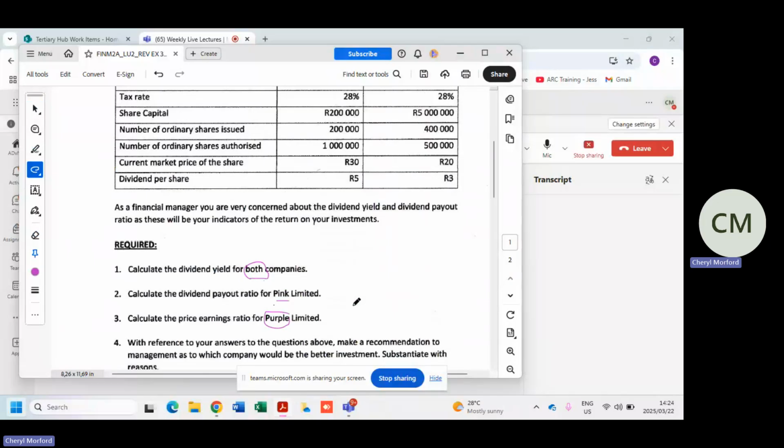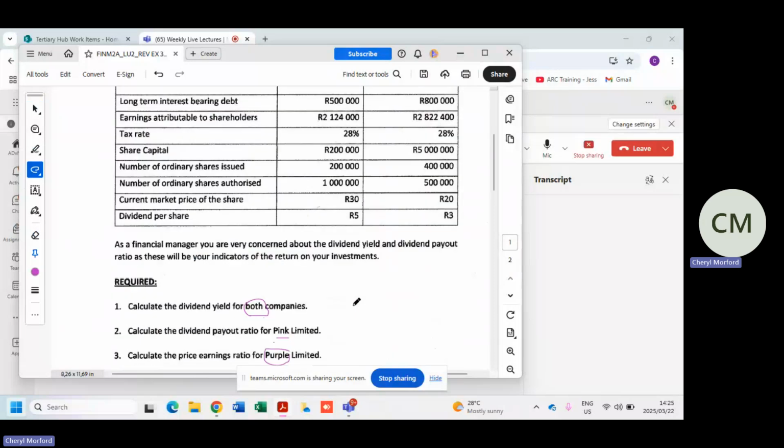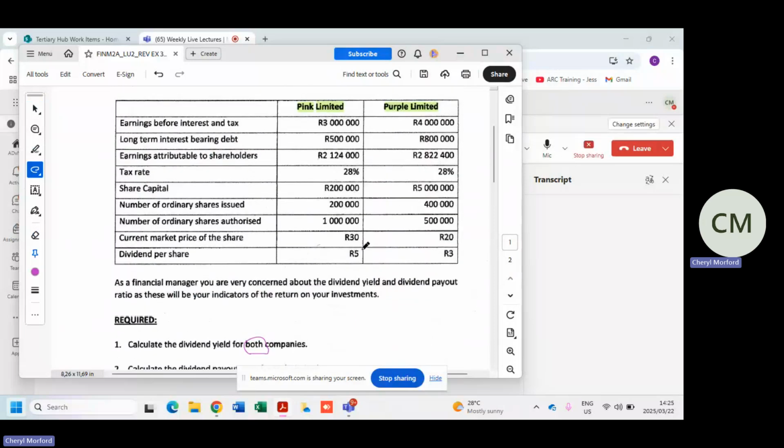So let's have a look and see, do we have all the information? Sometimes it's not readily available. We're going to have to do a calculation first. That's why I like this question that I put together, because we actually do more ratios than are asked on the page. So do we have the dividend for both of the companies? Yes. 5 Rand for Pink and 3 Rand for Purple. Do we have the current price of the share? Luckily we do. First ratio is easy. 30 Rand and 20 Rand.